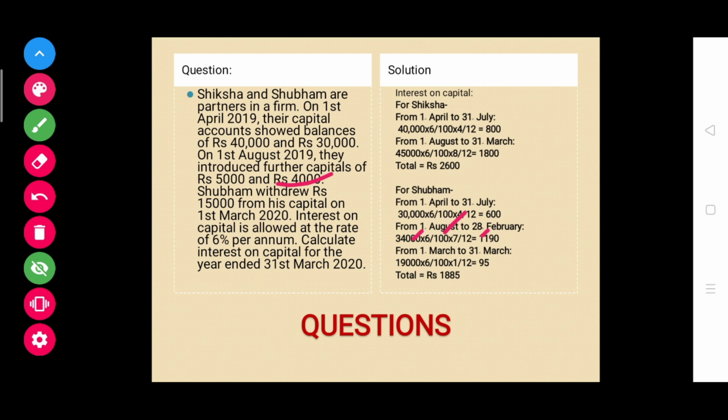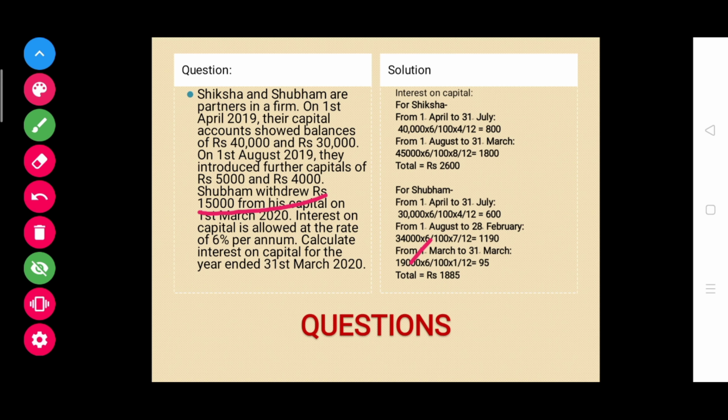for 7 months. Why 7 months? Because on 1st March, he has again changed his capital. So from 1st August to 1st March, it will be 7 months. It will come out to be rupees 1,190. On 1st March, he has withdrawn rupees 15,000 from his capital. So 34,000 minus 15,000 will be 19,000.